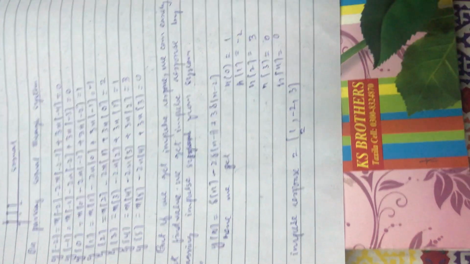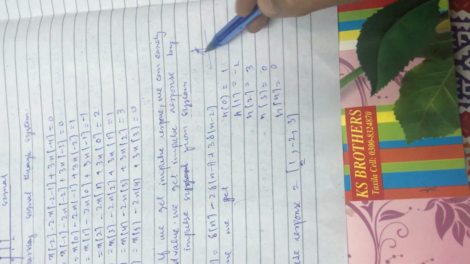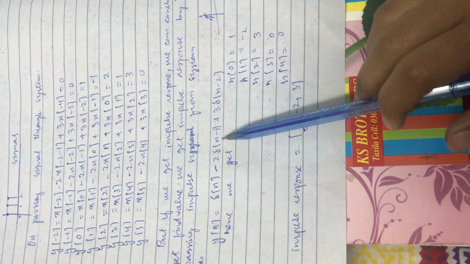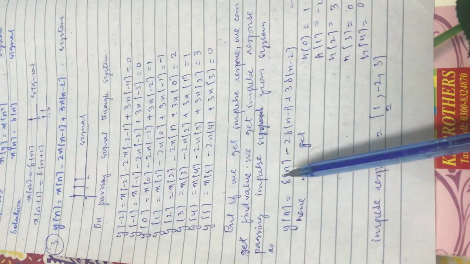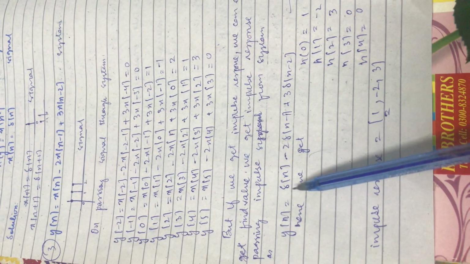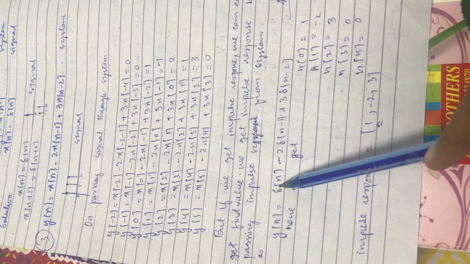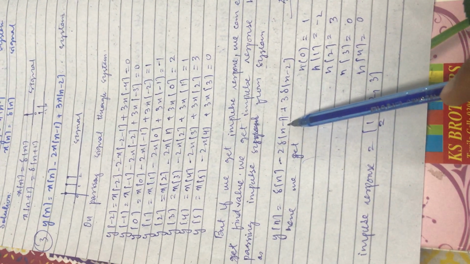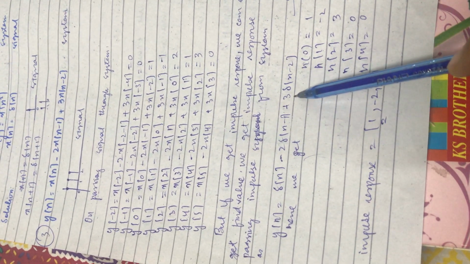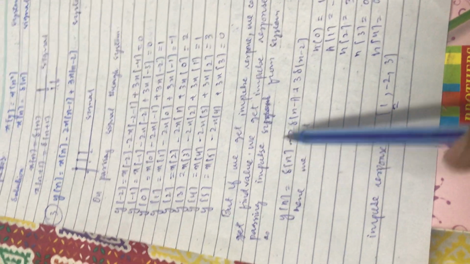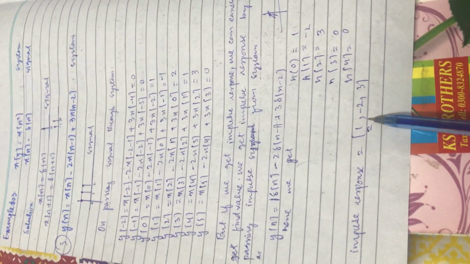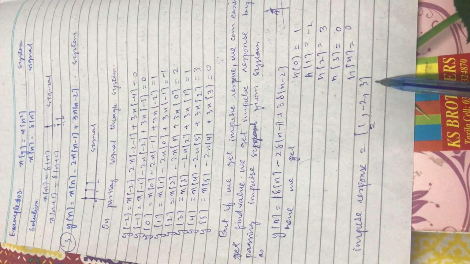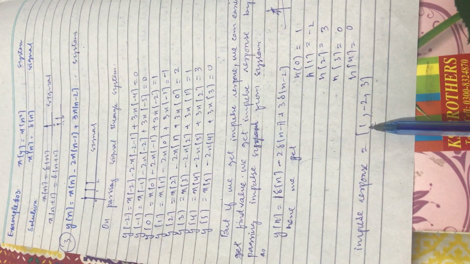What is an impulse? An impulse is a spike at 0. By passing an impulse signal, we replace the x with the impulse signal. So we'll get a spike at 0, a spike at 1, and a spike at 2, with magnitudes of 3, 2, and 1. When there is nothing, it is 0. So we'll get the impulse response as 1, minus 2, and 3. This double line shows that this is at 0.